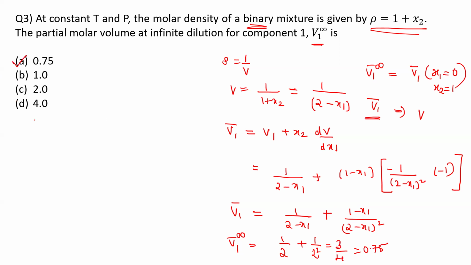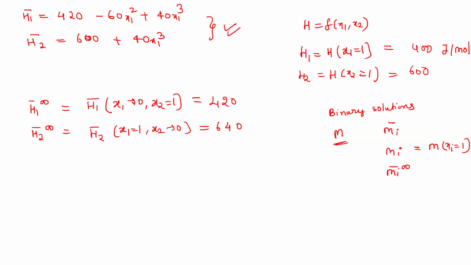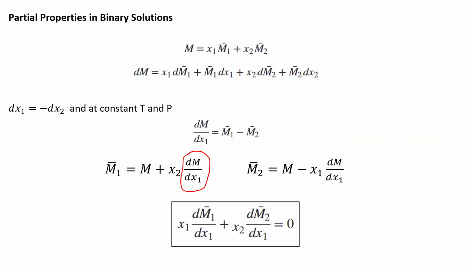So I think everything is clear how to find, given an m, we get mi bar, mi and mi at infinite dilution. And we also have gone through how these expressions have been derived and why they have been derived. Like every term has a physical meaning.